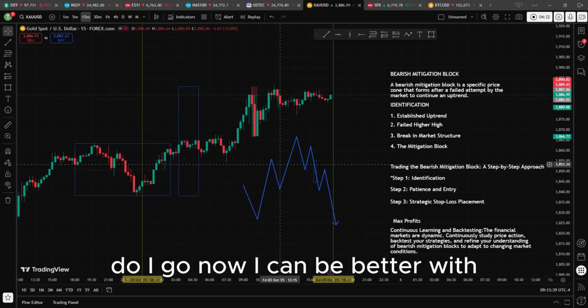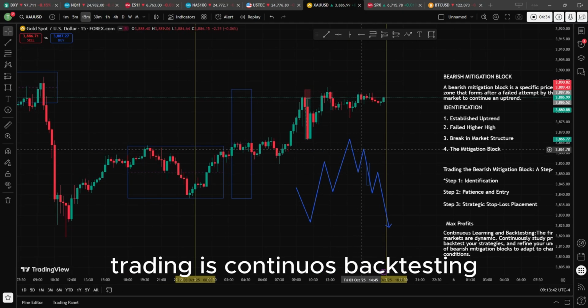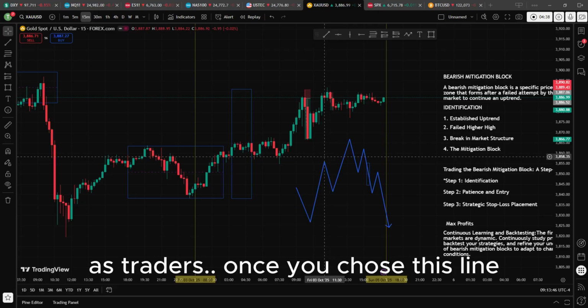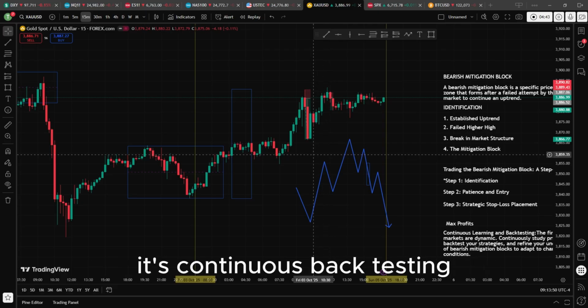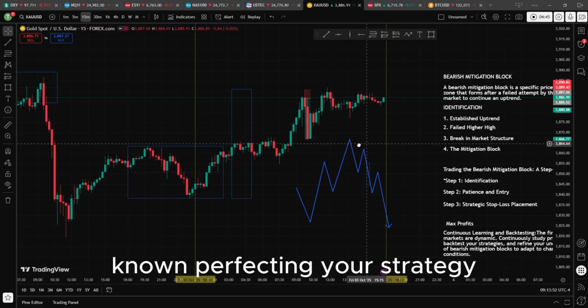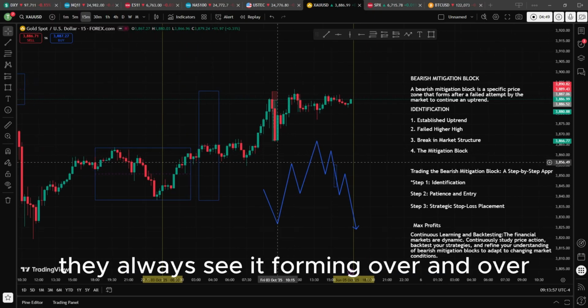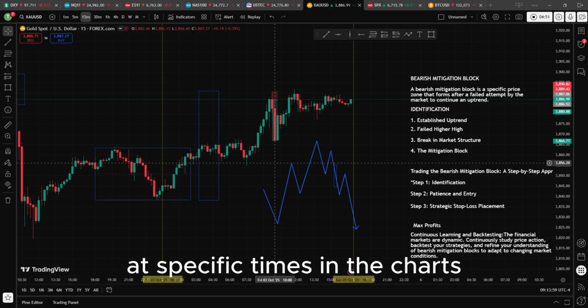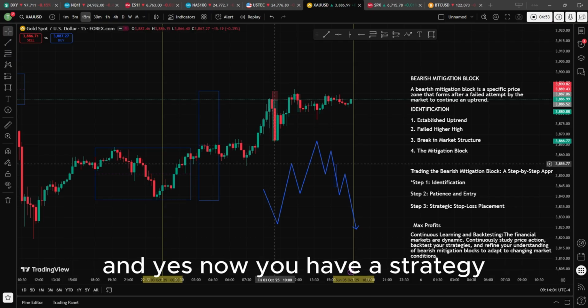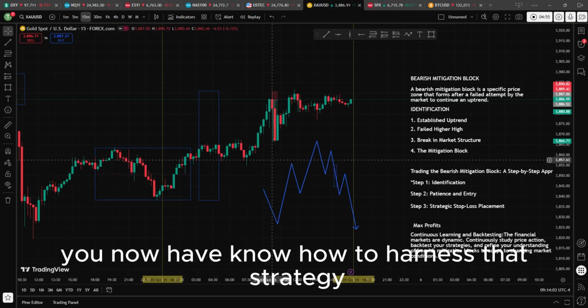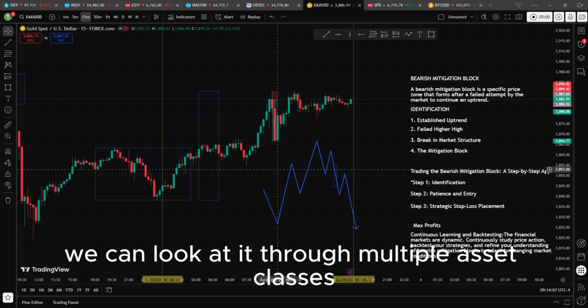As traders, the lesson is continuous backtesting. It's not changing your strategy but perfecting your strategy. When you always see it forming over and over at specific times on the charts, then yes, now you have a strategy. You now know how to harness that strategy. We can look at it across multiple asset classes.